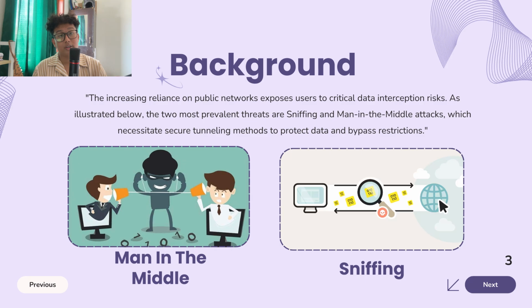In this presentation, we will demonstrate how we secure data transmission using 2 different tunneling architectures. The main reasoning behind this is because we acknowledge the increasing reliance on public networks exposes users to critical data interception risks. As illustrated below, the 2 most prevalent threats are sniffing and man-in-the-middle attacks, which necessitate secure tunneling methods to protect data and bypass restrictions.